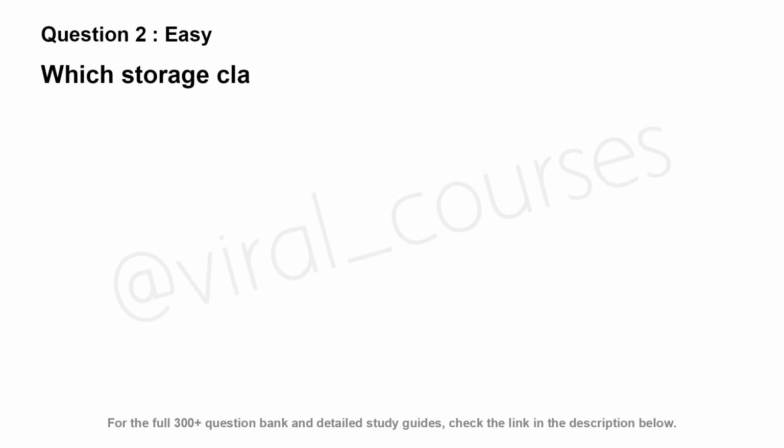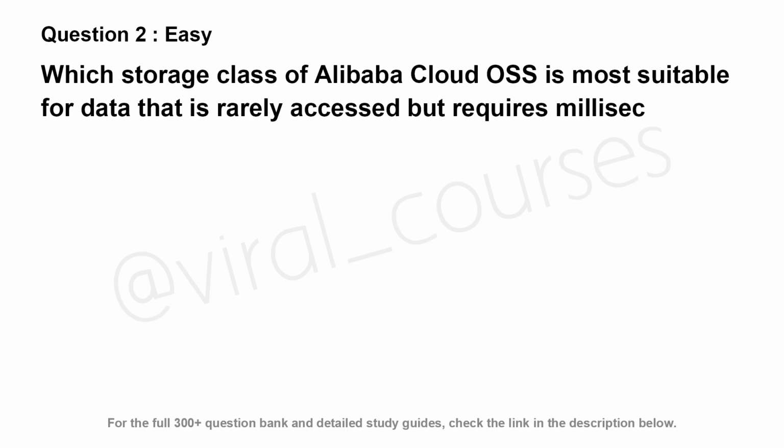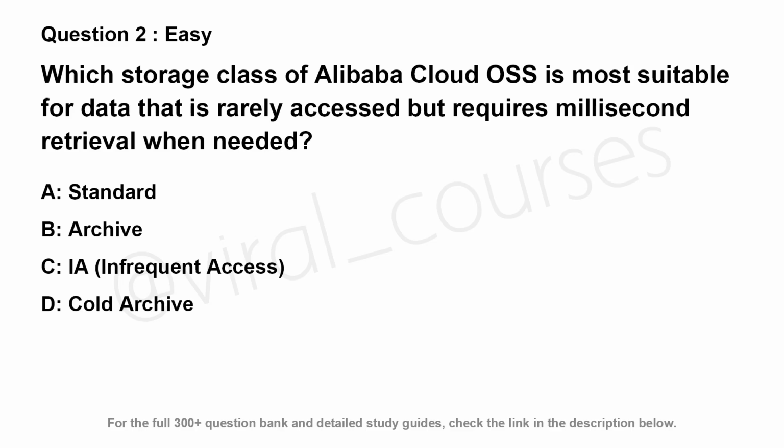Which storage class of Alibaba Cloud OSS is most suitable for data that is rarely accessed but requires millisecond retrieval when needed? Option A, Standard. Option B, Archive. Option C, Infrequent Access. Option D, Cold Archive.